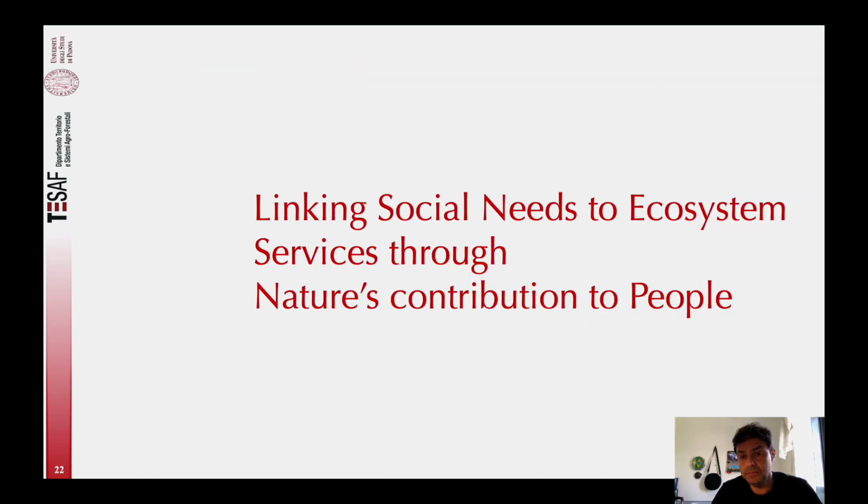Nature has a contribution to people, and when you identify this contribution with the stakeholders, you are basically connecting their social needs with the biodiversity and other functions of natural ecosystems.